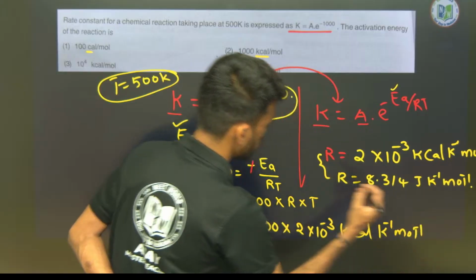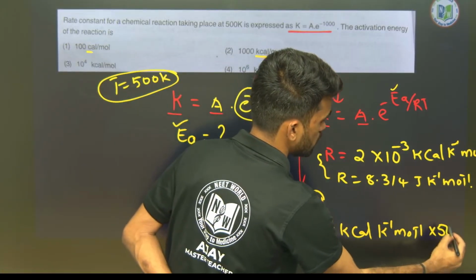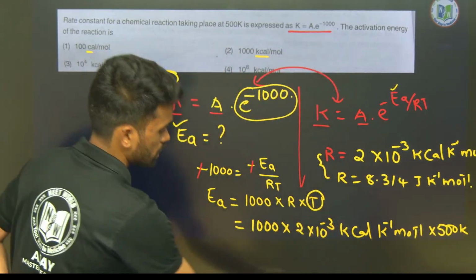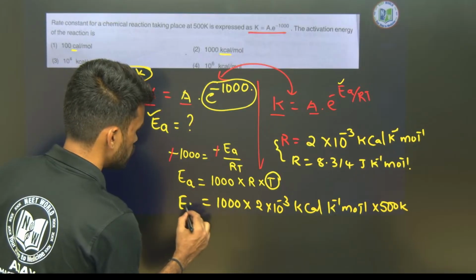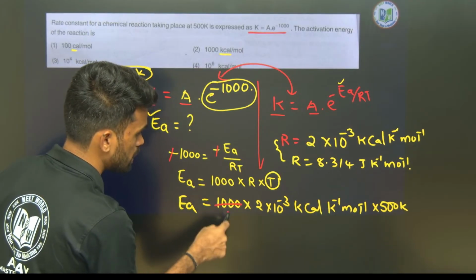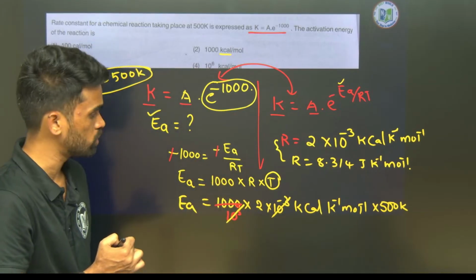Okay, and what is the temperature mentioned here? 500. So take here 500 Kelvin. Okay. So now try to simplify this. Very easy. You are almost done with the answer. So this 1000 I can write 10 power 3, plus this 10 power minus 3. I can remove them right now.